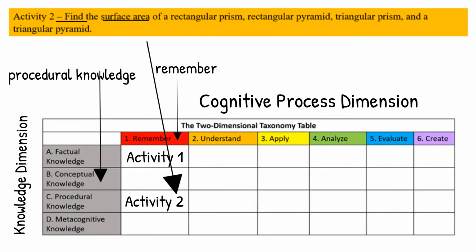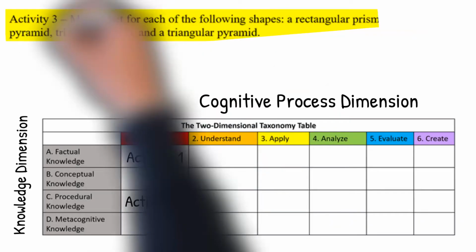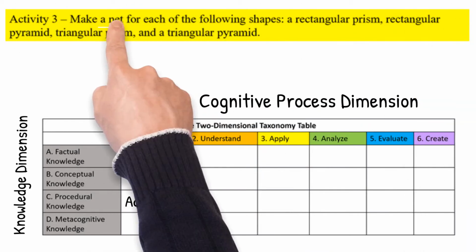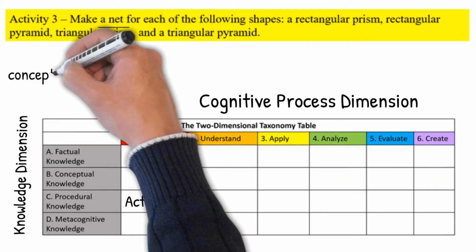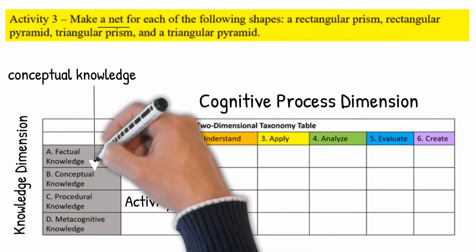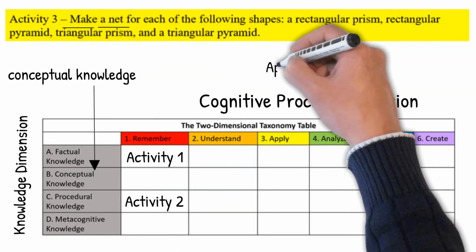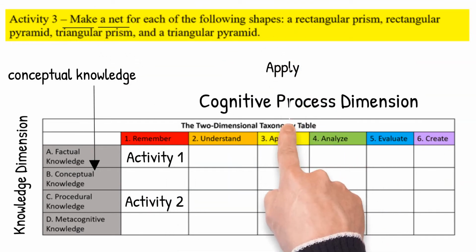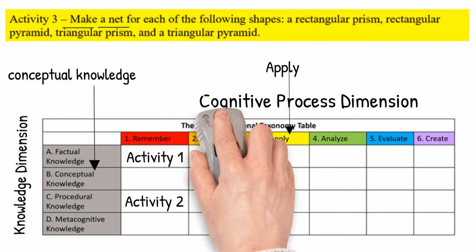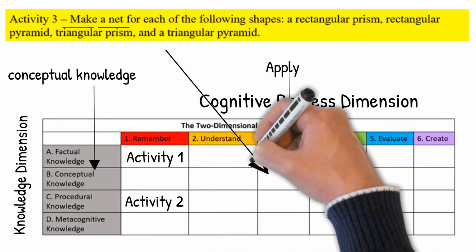In activity 3, students were making a net of each geometrical shape. The net is conceptual because it deals with the models and structures of each shape, and making, the verb, is the action of modeling, which is the applying cognitive process. Based on these words, activity 3 would go in B3.